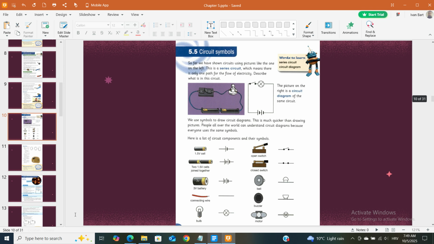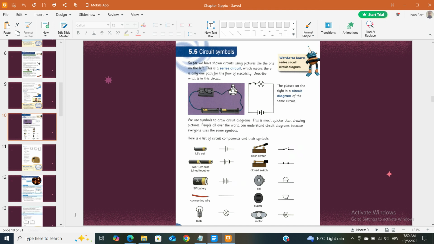5.5 Circuit symbols. So far we have shown circuits using pictures like the one on the left. This is a series circuit, which means there is only one path for the flow of electricity. Describe what is in this circuit. Words to learn. Series circuit. Circuit diagram. The picture on the right is a circuit diagram of the same circuit.